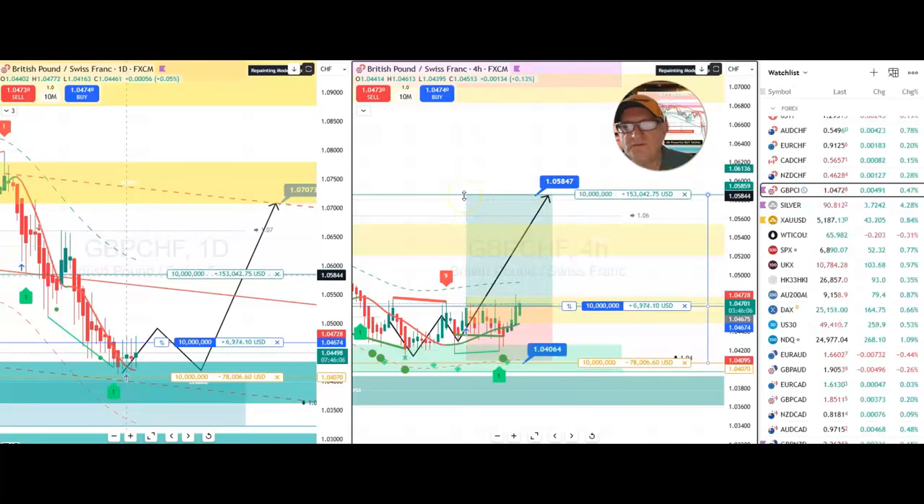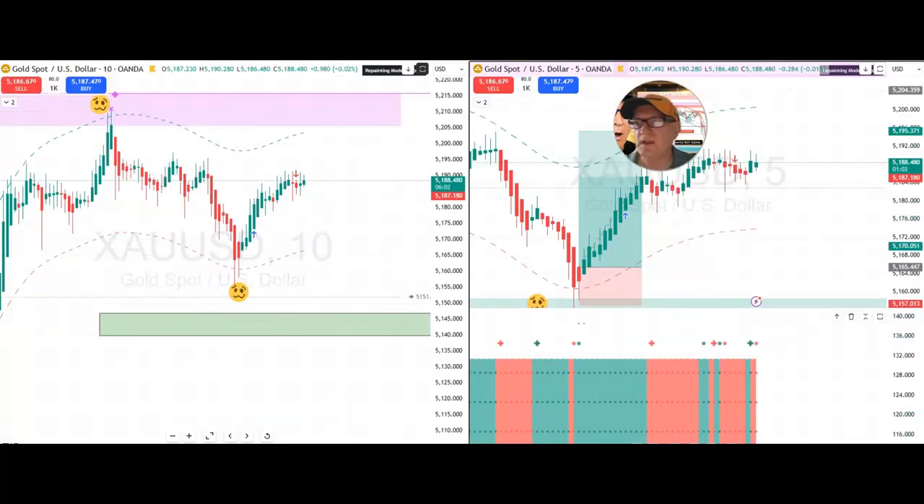Quick look at gold. Gold getting a bit higher, but not really much. Looks like it's going to be one of those days where things just drift along.